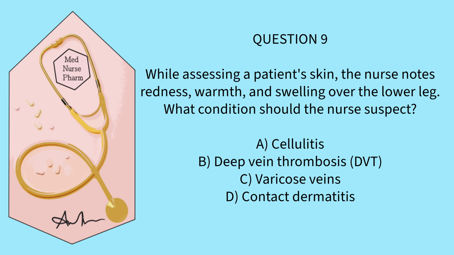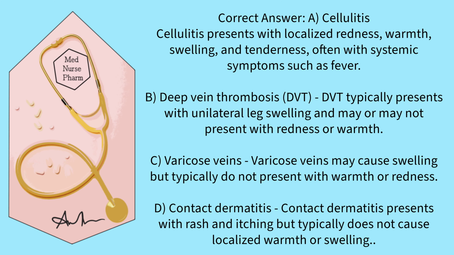Question 9. While assessing a patient's skin, the nurse notes redness, warmth, and swelling over the lower leg. What condition should the nurse suspect? Cellulitis, DVT, varicose veins, contact dermatitis. Pause the video and select your answer. If you chose option A, cellulitis, you are correct. Cellulitis presents with localized redness, warmth, swelling, and tenderness, often with systemic symptoms such as fever.